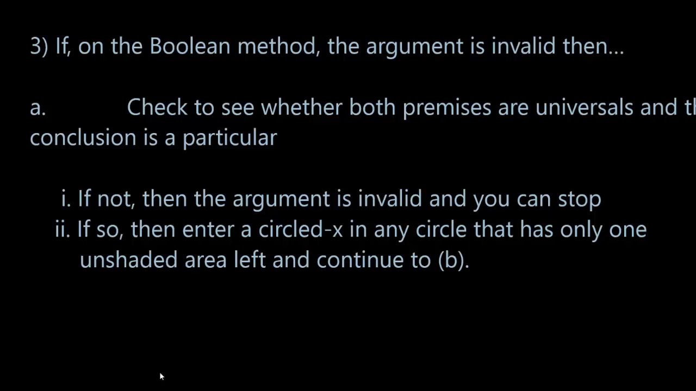In that case, then we need to check to see whether both premises are universals and the conclusion is a particular. If that condition does not hold, if one of the premises is particular or the conclusion is a universal, then the argument is invalid. And that's because what we're checking to see afterwards is whether the existential fallacy is committed.